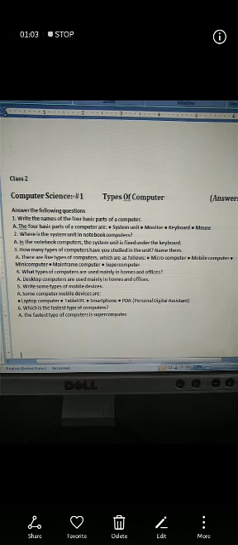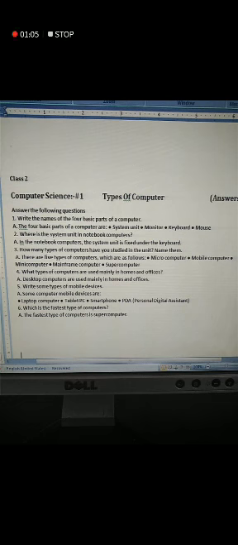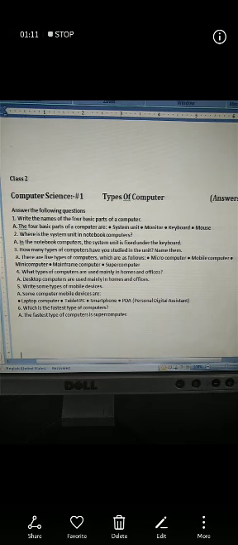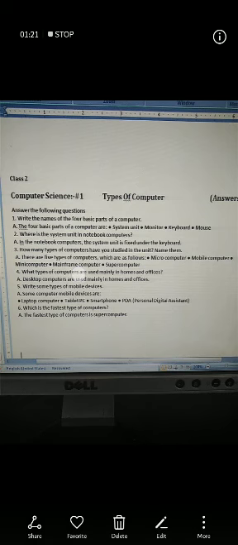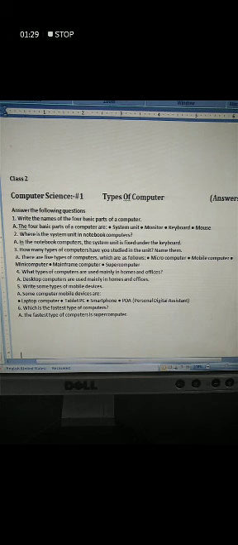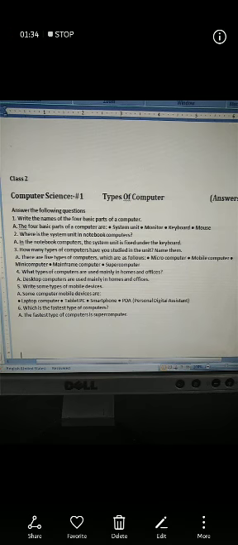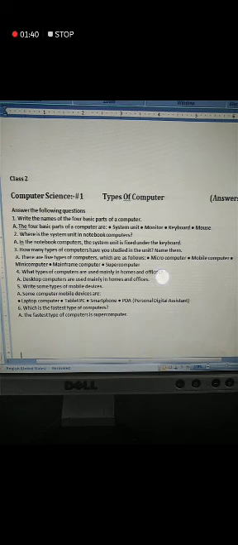Question number 3 is how many types of computer have you studied in the unit? Name them. Answer is there are 5 types of computer which are as follows: microcomputer, mobile computer, mini computer, mainframe computer and supercomputer. Now students, question number 4 is what types of computer are used mainly in homes and offices? Answer is desktop computers are used mainly in homes and offices.